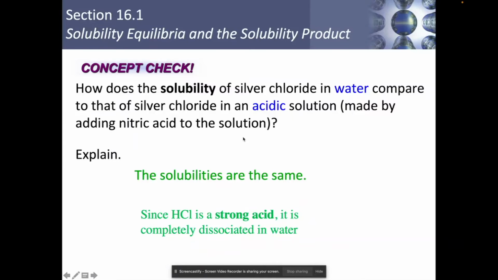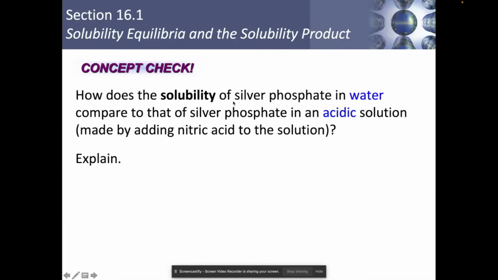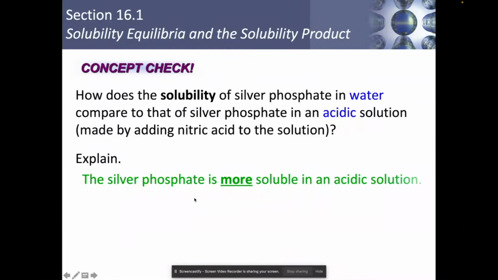Now, what if we had a different situation though? So let's say we had silver phosphate in water and we wanted to do the exact same kind of thing. Silver phosphate would be more soluble in an acidic solution. Think through all of the stuff we've talked about in acid-base equilibria so far and see if you can figure out why.